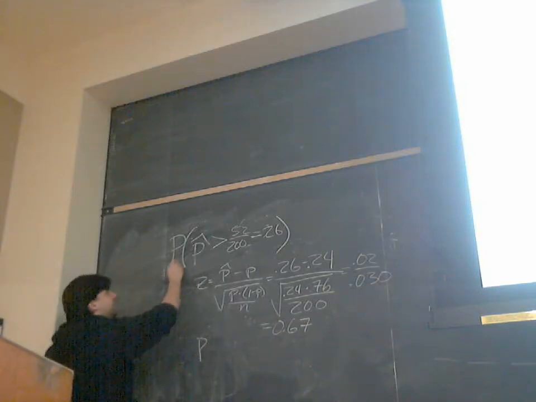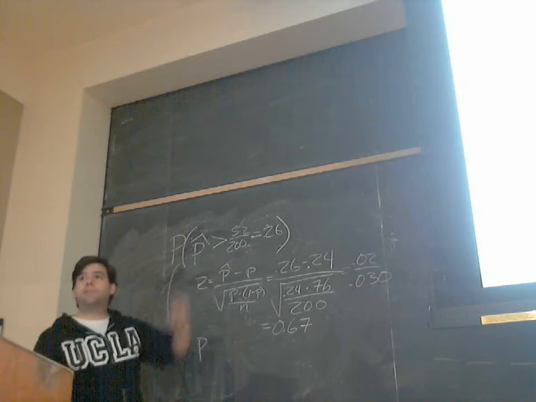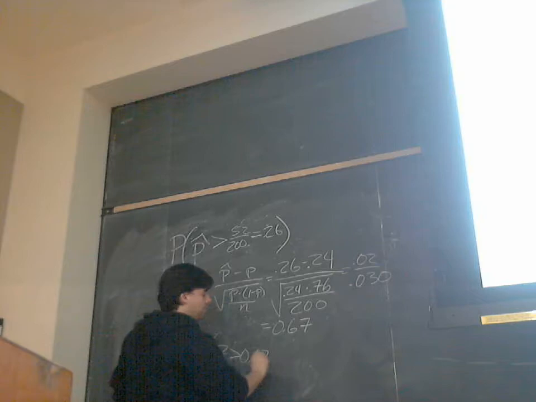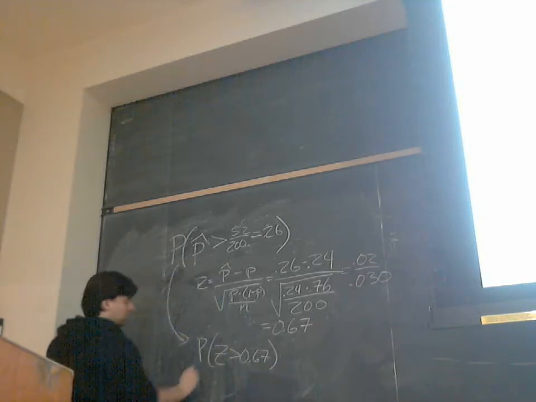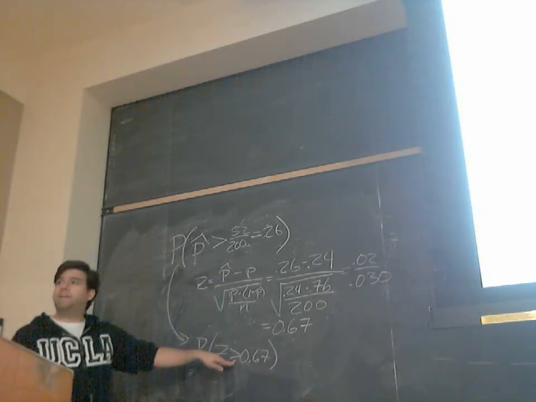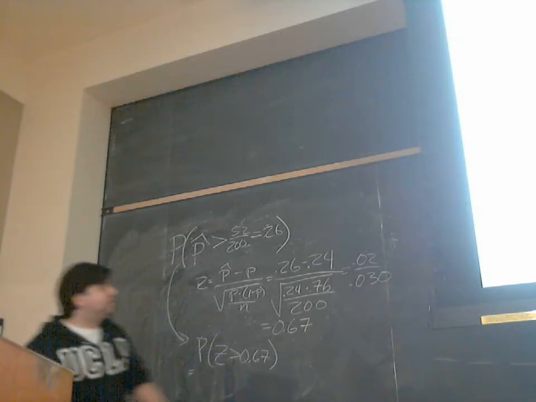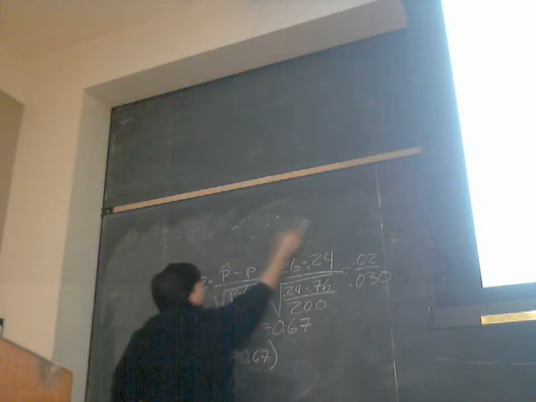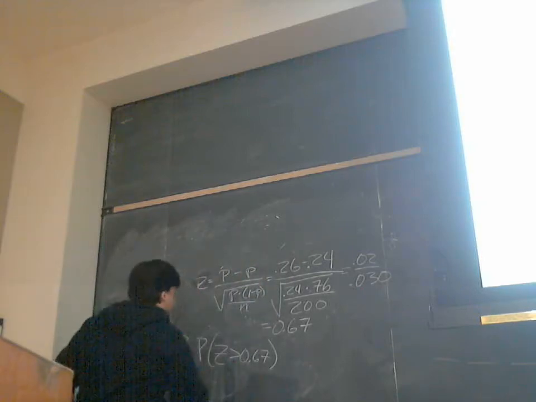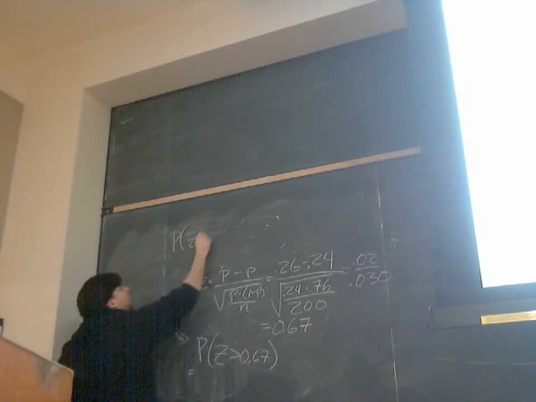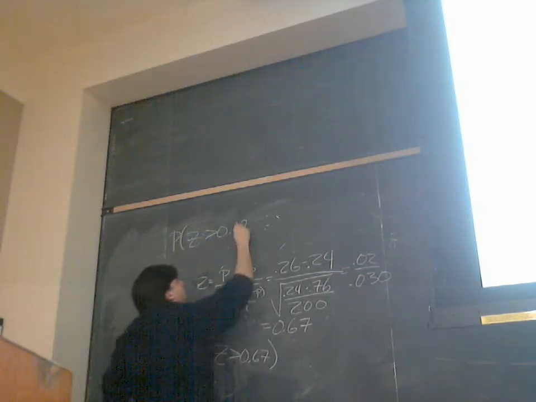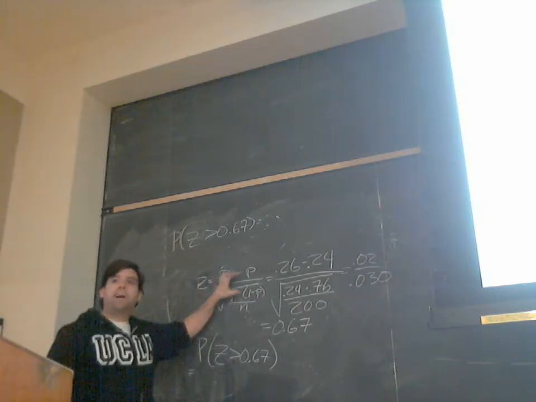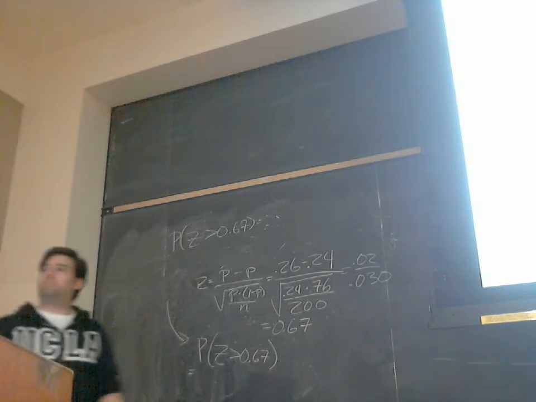So now I've rewritten this from the probability that my sample proportion is greater than 26% to the probability that z is greater than 0.67. This is a greater than. I've rewritten it as the probability that z is greater than 0.67. And at this point, it's exactly like chapter 6. The only thing that changed is how I find my z-score, because now I'm talking about samples.